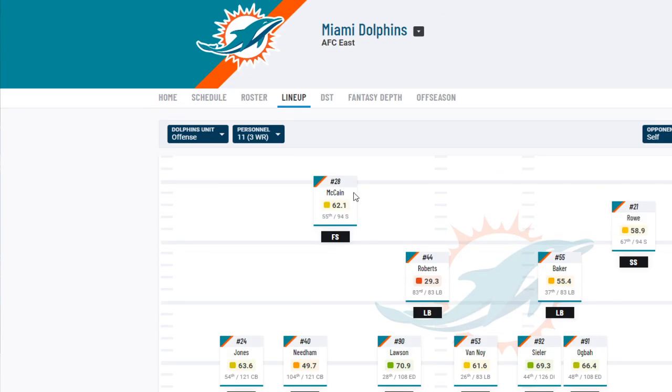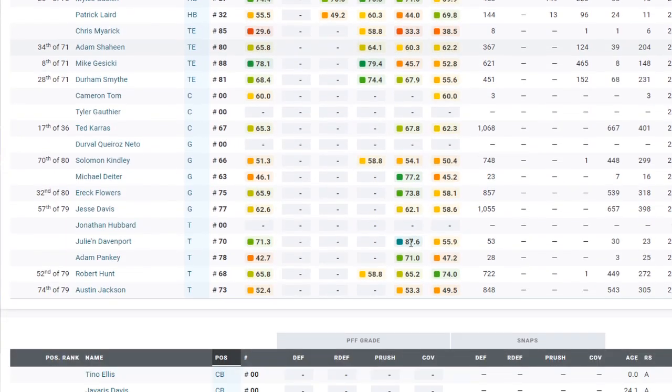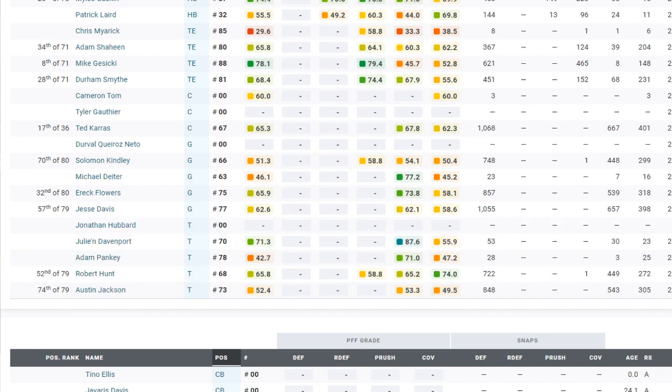So what I've started doing is coming over to here and looking at this a little bit more. This is their full roster, including guys that were hurt. And here are our tackles. And here is the biggest objection. Look at this, right here. 2020 first round pick, Austin Jackson. 2020 second round pick, Robert Hunt.